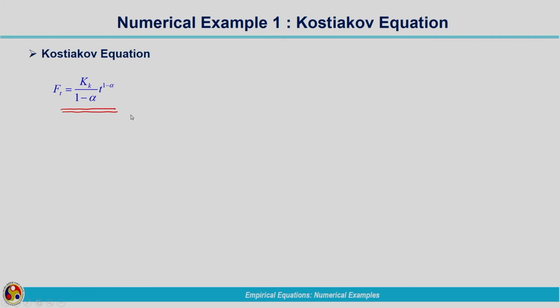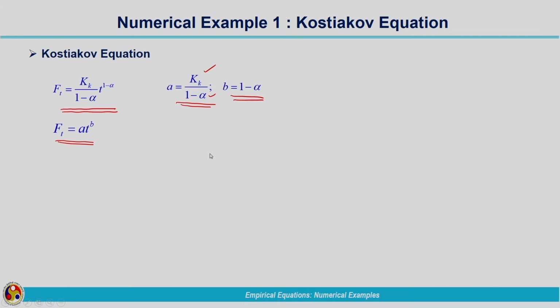So, here we are going to make use of the cumulative infiltration data which is given to us. In simplified form, we write this equation as F of t is equal to a t to the power of b. Here a is nothing but Kk divided by 1 minus alpha, and b is 1 minus alpha. We need to find out Kk and alpha. Kk and alpha are the Kostiakov equation parameters. From the given data of cumulative infiltration, we need to fit a line, and after that we need to get the values corresponding to these parameters.